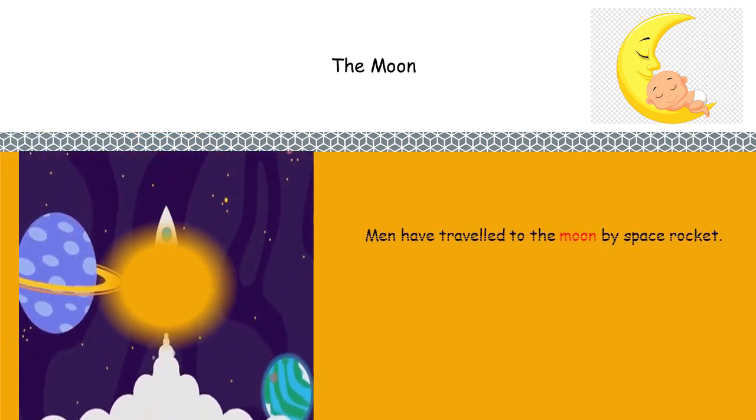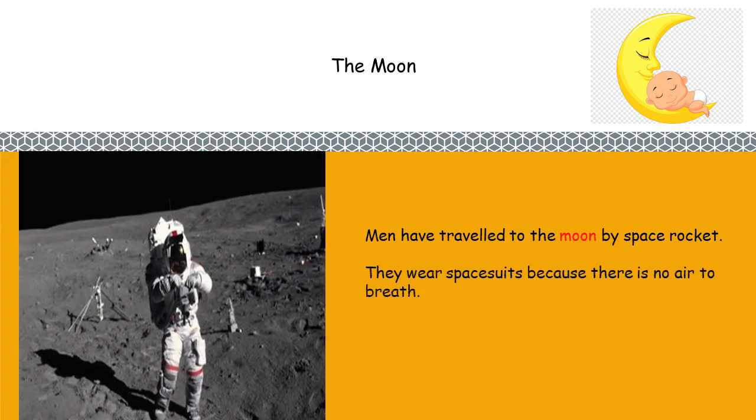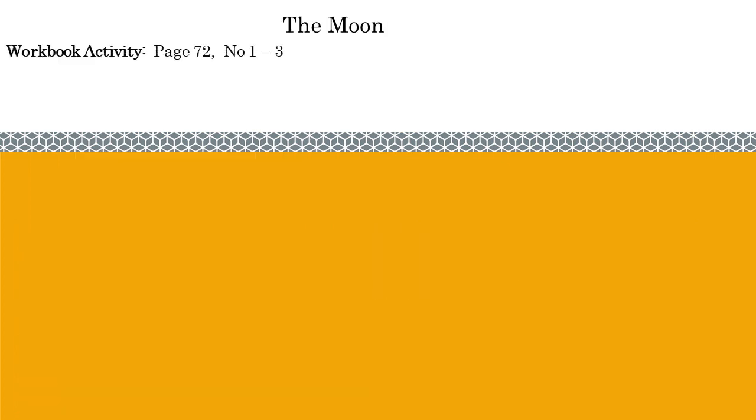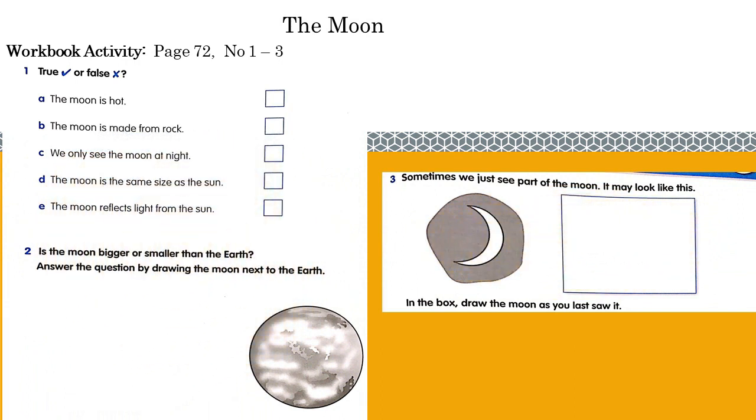Men have traveled to the moon by space rocket. They wear spacesuits because there is no air to breathe. With all this information about the moon, please attempt page 72 of your workbook, numbers 1 to 3. Take a photo of your work and send it to Class Dojo.